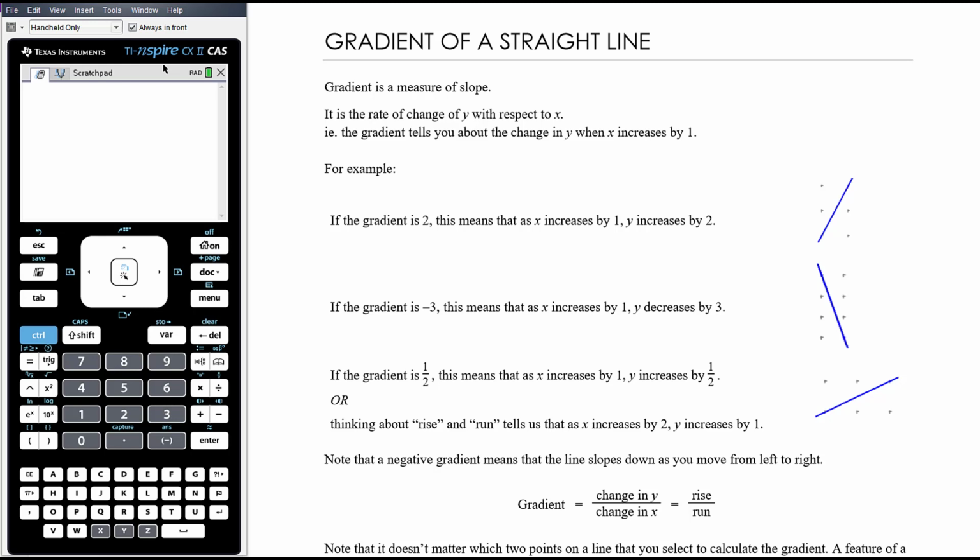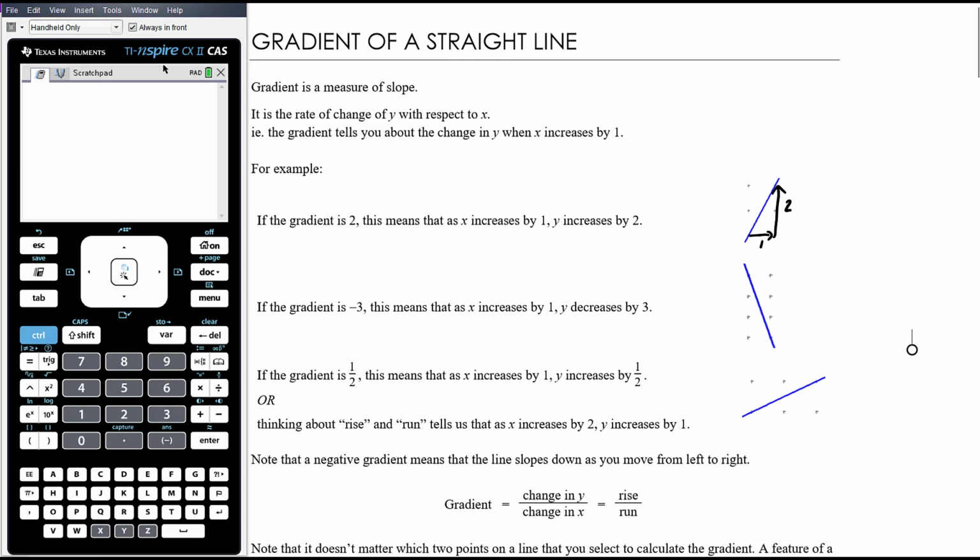Okay, it is technically the rate of change of y with respect to x, i.e. how does y change as x increases by 1? So for every 1 increase in x, what is the change in y? That's what gradient is telling us about. So for example, if we have a gradient of 2, that means that as x increases by 1, y increases by 2. So for every 1 step across, we go 2 steps up.